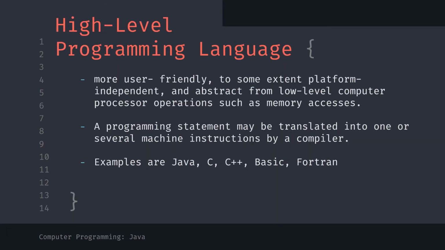Programming languages can be broken down into two types. First is the high-level programming language and second is the low-level programming language. The high-level programming language is more user-friendly. It is abstracted from low-level computer processor operations such as memory accesses. A programming statement may be translated into one or several machine instructions by a compiler. Examples are Java, C, C++, BASIC, and Fortran.